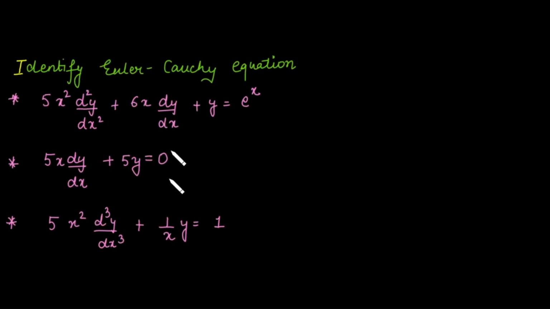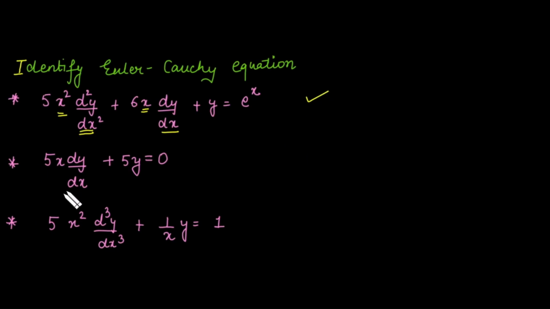Let's understand with these three examples whether they are the Euler-Cauchy equation or not. So in the first case, we have the second order derivative and it has a coefficient as constant times of x square. So second order derivative, x square term is there. In the next case, first order derivative, x raised to power 1 term is there. No derivative, no x term is there. So clearly this is the Euler-Cauchy equation.